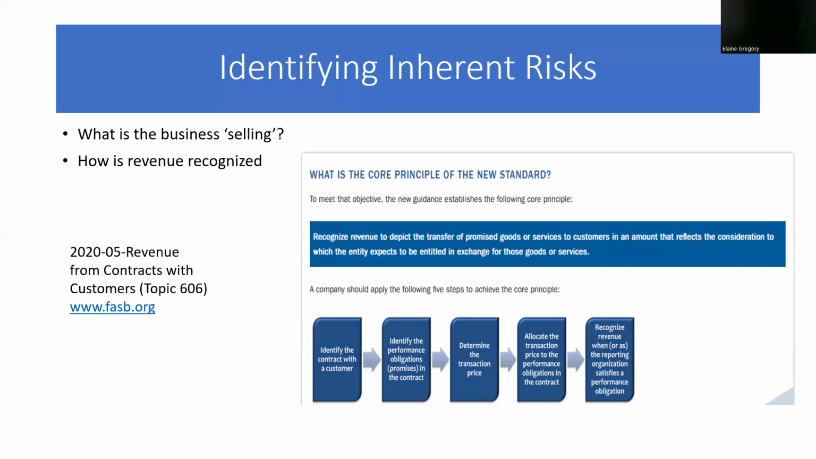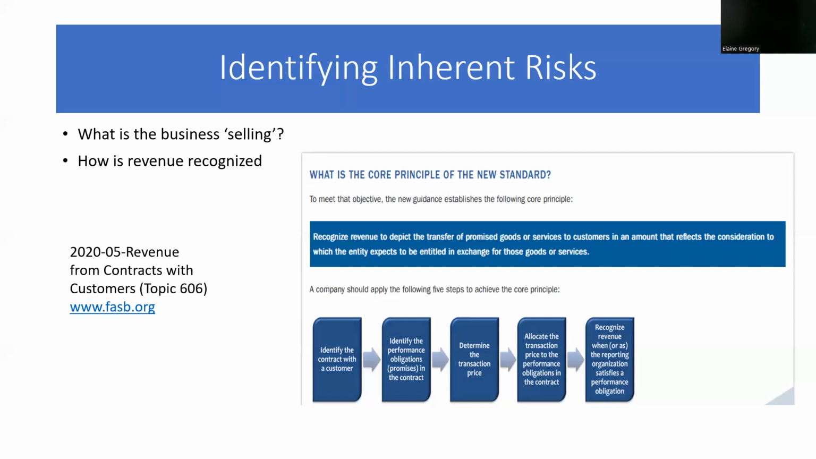But also we have to allocate that transaction price, that agreed upon price, to the performance obligation. Is revenue recognized at the end of the performance, at the point that the good is transferred to the customer, or is it identified in periods of time based on obligations of performance? And finally, we only recognize the revenue when or as the reporting organization satisfies the performance obligation, either in pieces or at the end of a contract.